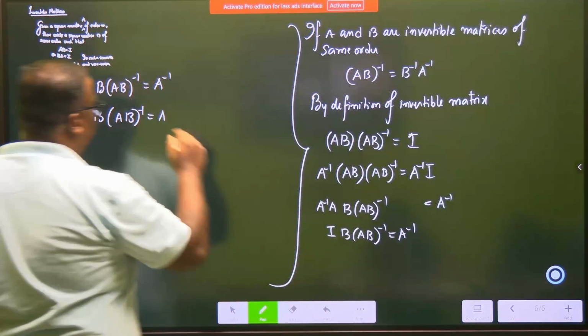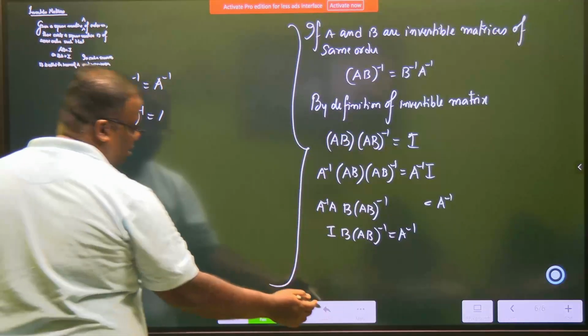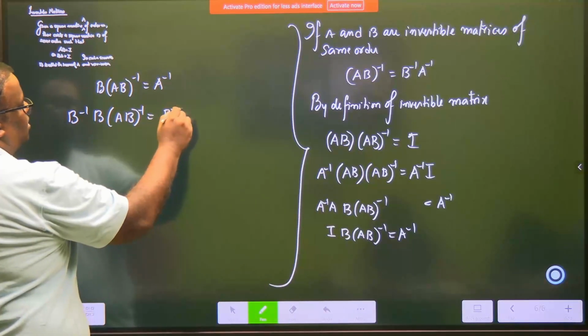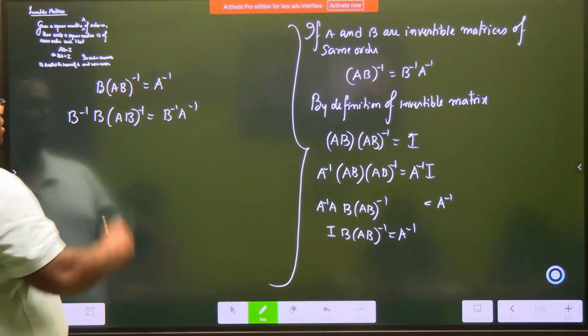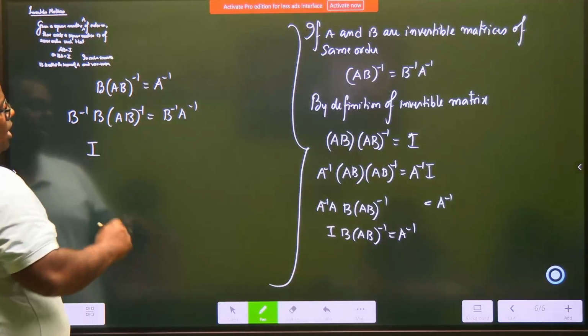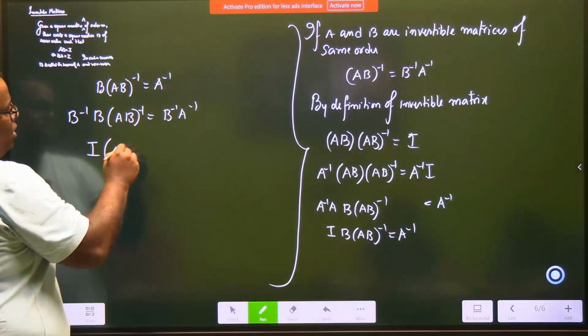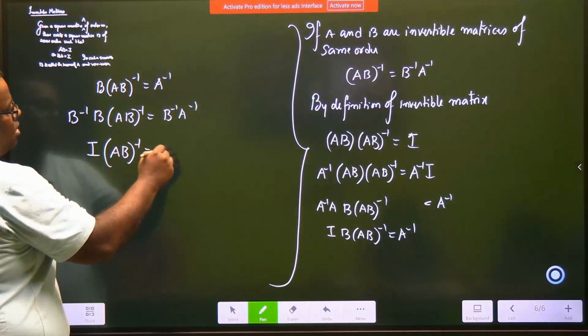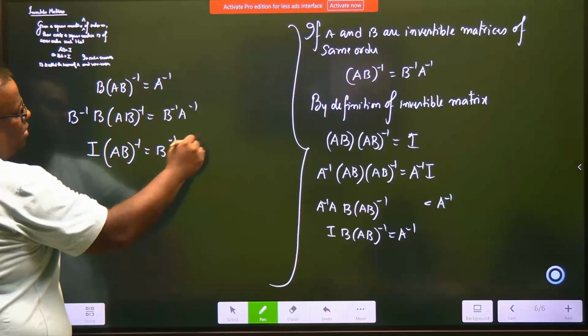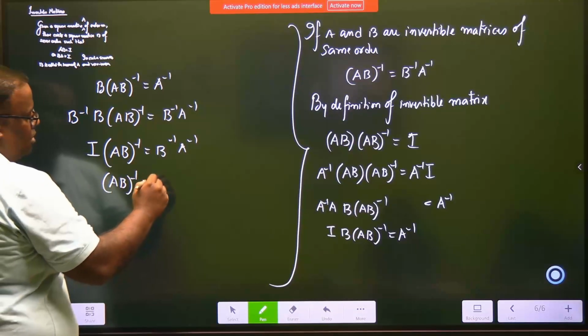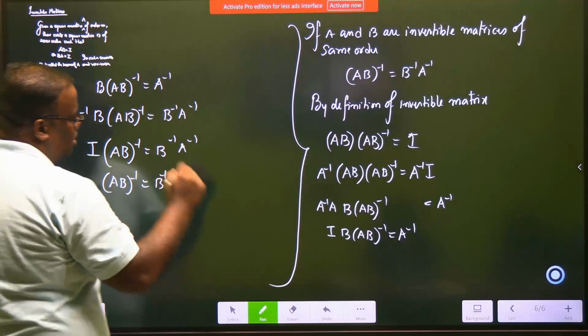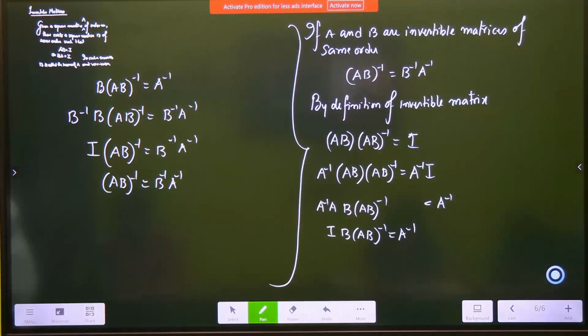You're done. B inverse A inverse. Now B inverse into B will give you what? Identity matrix. Identity matrix into AB inverse equals B inverse A inverse. Identity matrix does not change the matrix. So AB inverse is B inverse A inverse. Fine.